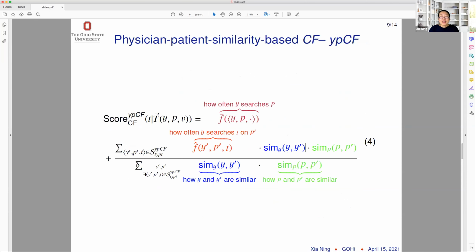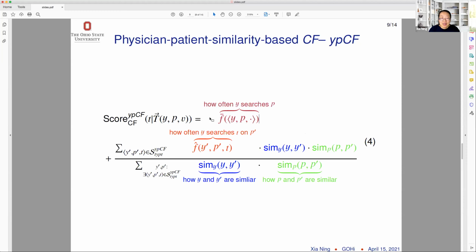And the second one is about the collaborative filtering part. So we need to utilize physician similarity and patient similarity, and utilize those similarities in order to calculate a score for the next possible search term. So again, it's a very big equation here, but the idea is, for the next possible search term T, the score from the collaborative filtering component is calculated by two components, actually, by two parts.